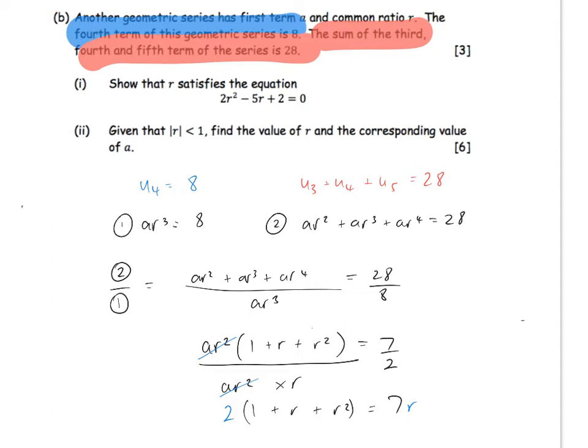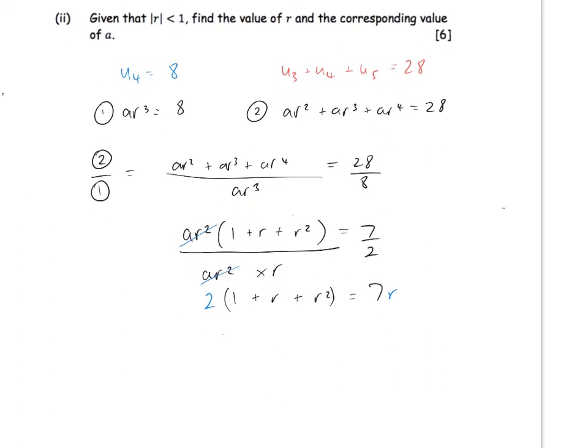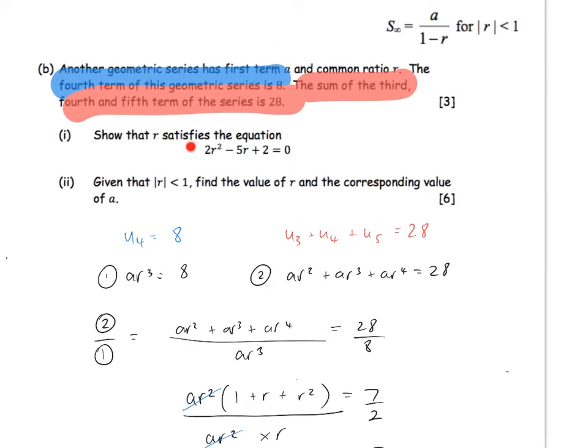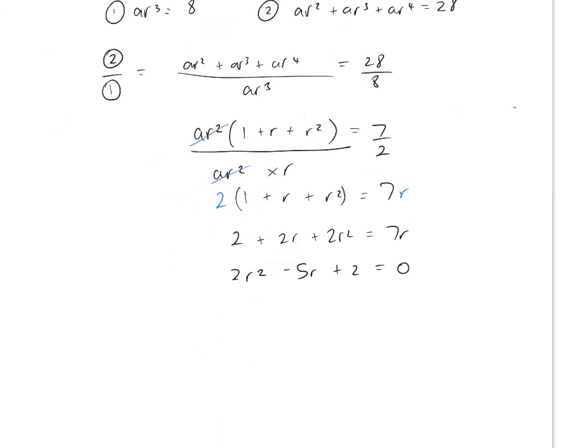So now, what we're going to do is expand the brackets to get 2 plus 2r plus 2r squared equals 7r, and then we're going to rearrange into a quadratic to get 2r squared minus 5r plus 2, to get it in the form of a quadratic. Let's check what we had up here. Lovely stuff, that's what we're supposed to have. Given that the mod of r is less than 1, find the value of r and the corresponding value of a. Well, that's just your factorising now. I'm not going to go through that bit, okay?